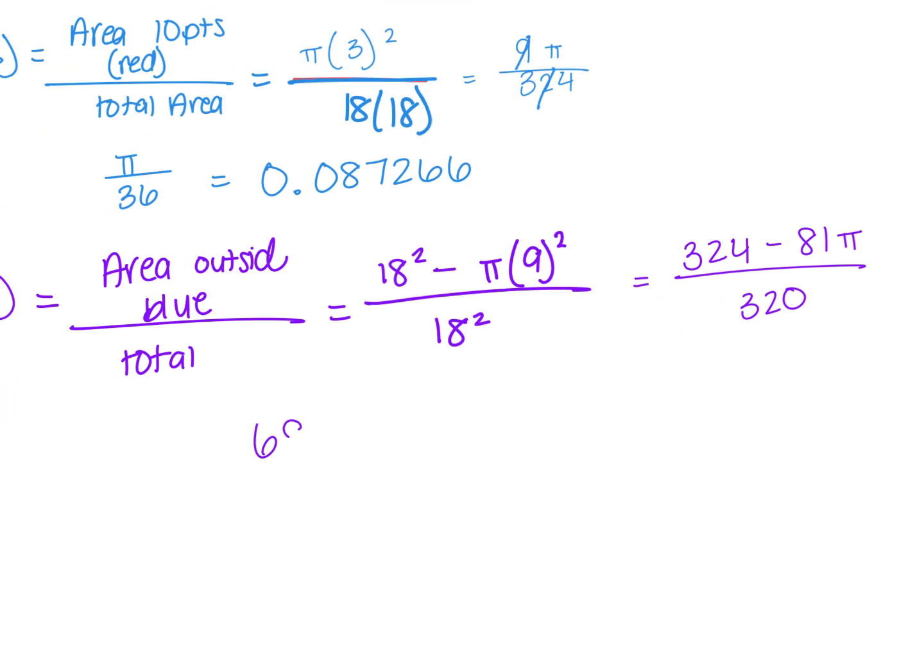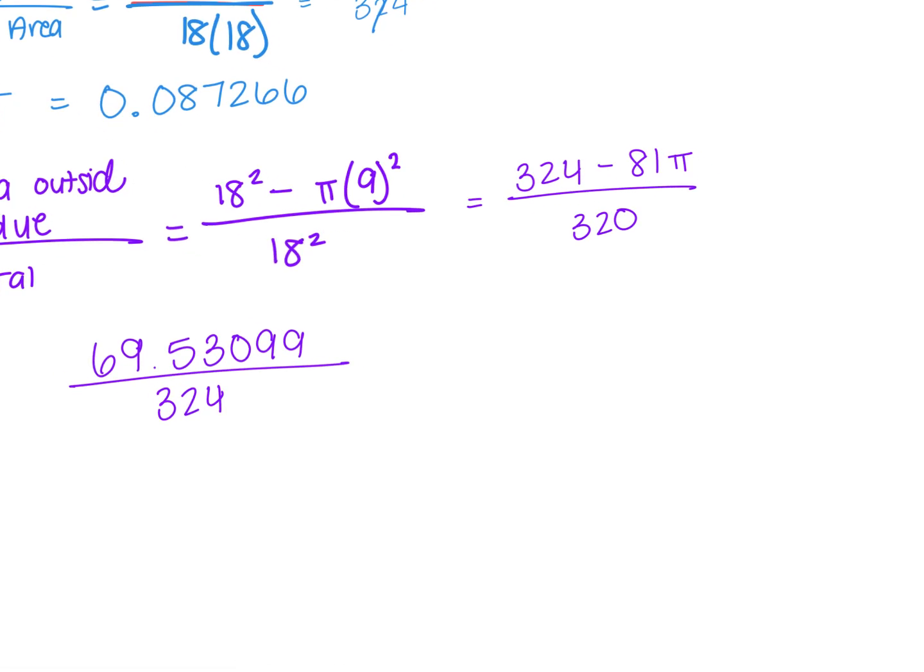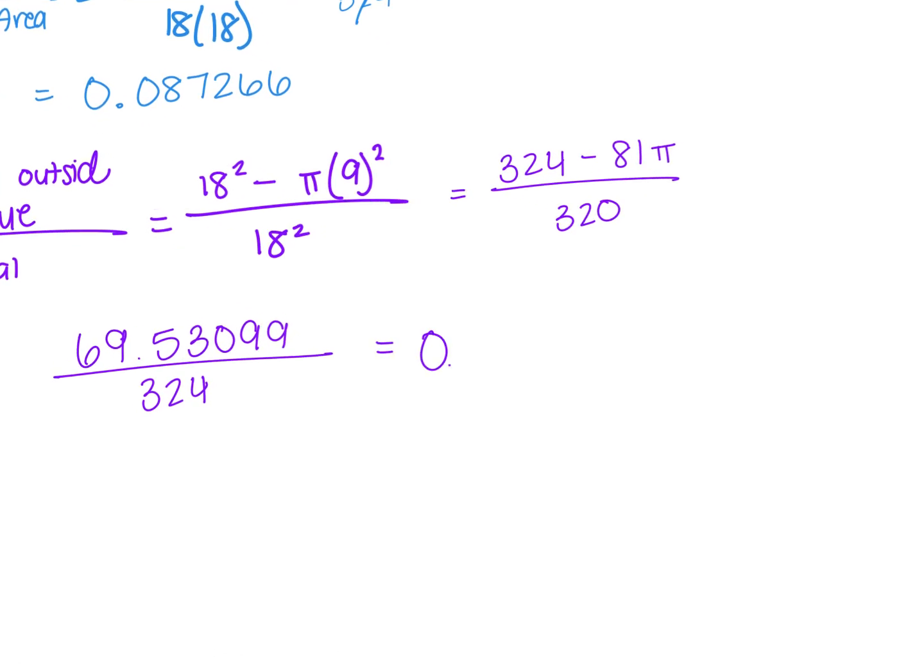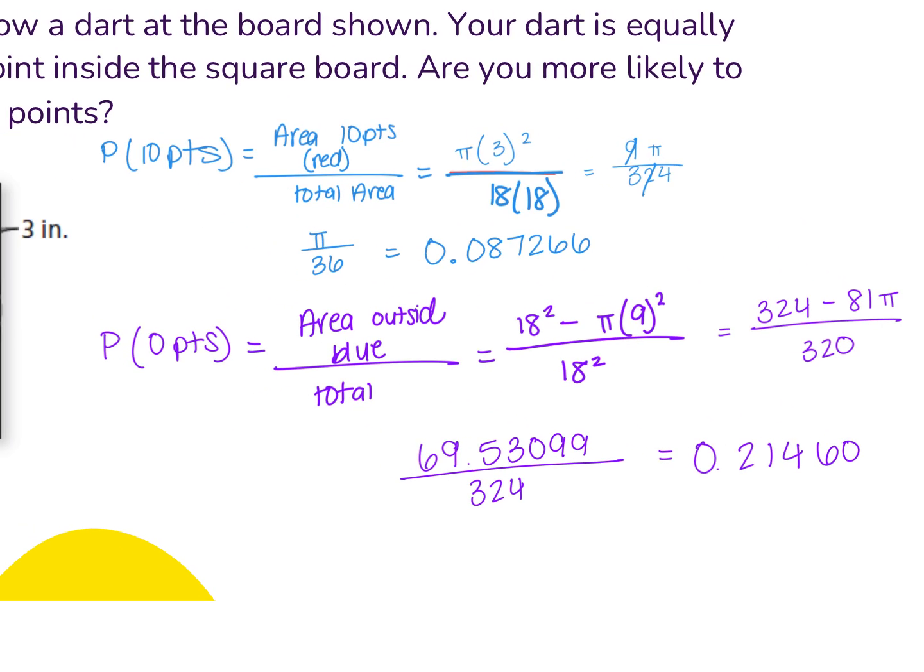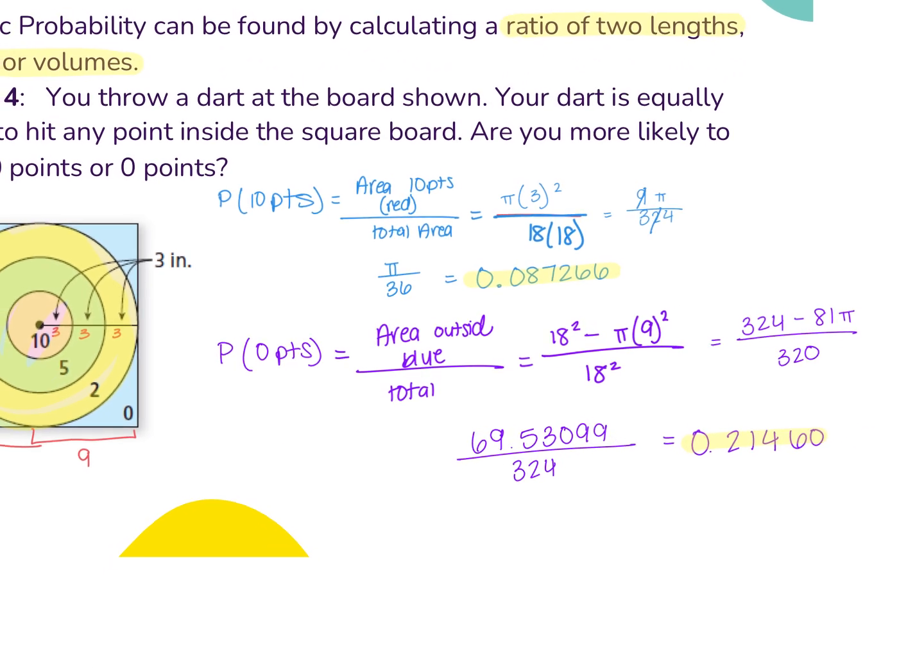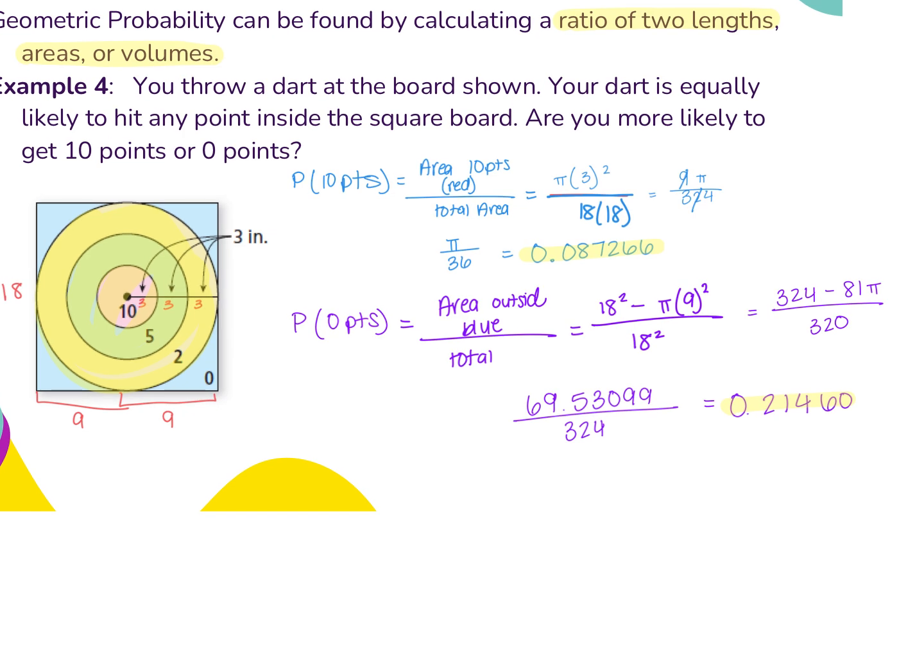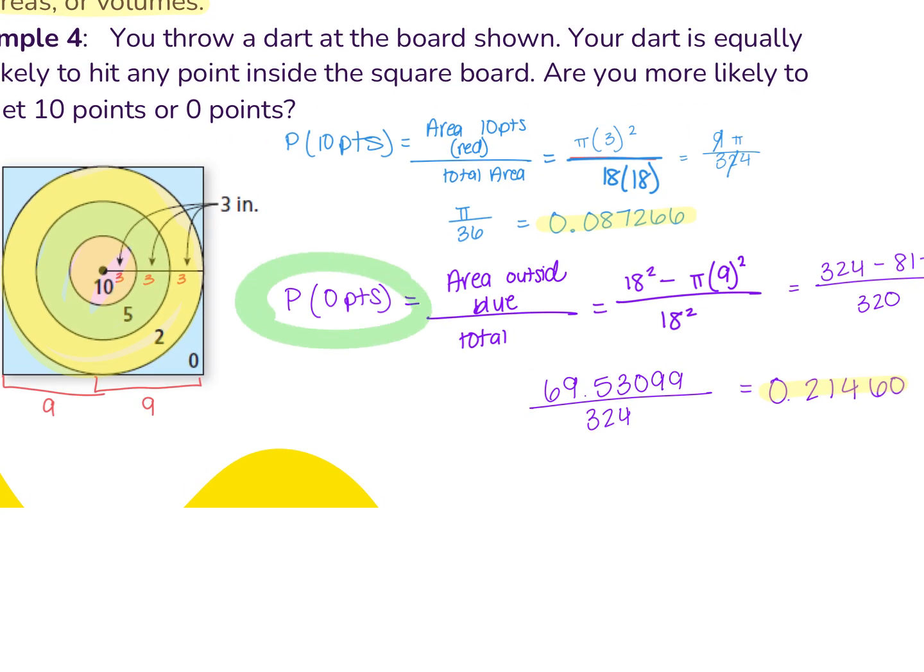I'm going to end up with 69.53099 over 324, and then dividing that, you could just use what you had in your calculator. Dividing it, you're going to get 0.21460. So looking at my outcomes, this for 10 points, this for 0 points, which one am I more likely to land on? 0 would be my answer, because it's the bigger number.